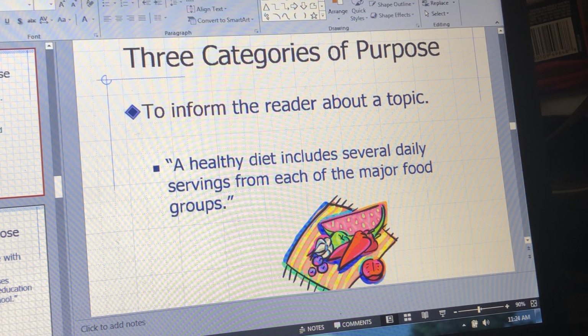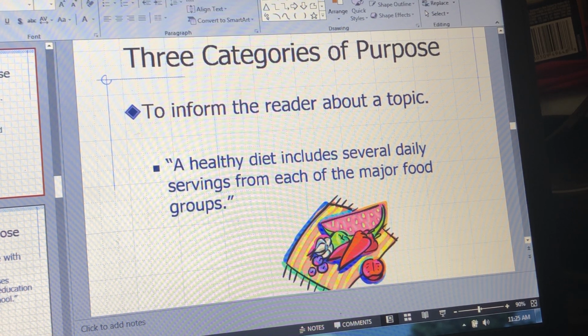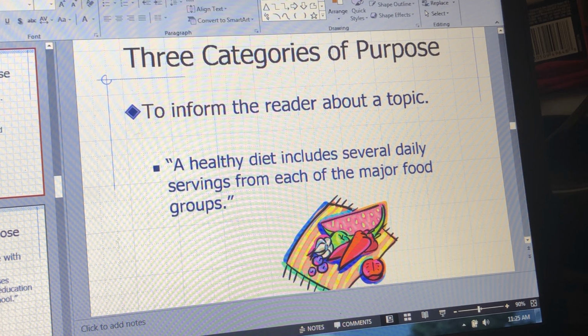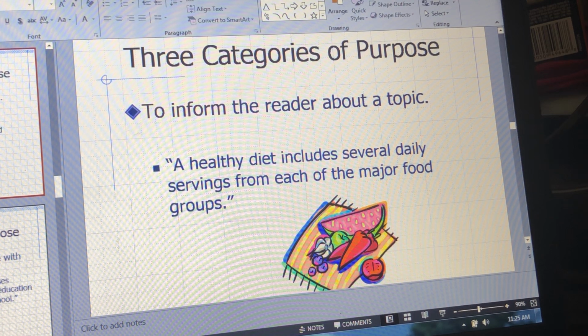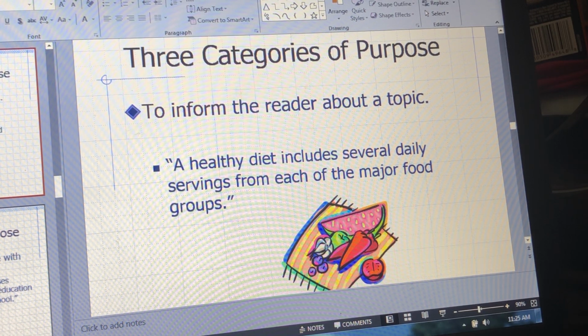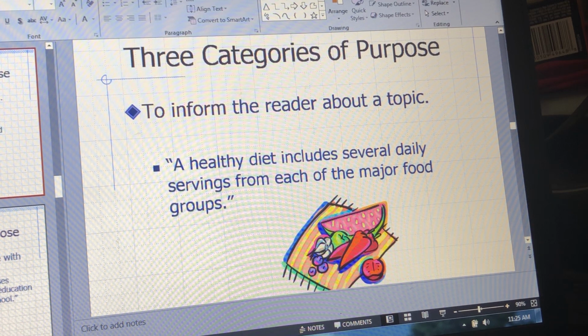Okay, so there are three different types of purposes. One is to inform. Many of your textbooks are probably very informative in nature. A healthy diet includes several daily servings from each of the major food groups. There's no subjectivity in there. There's no overt bias towards an argument. This is just on the surface trying to convince you of something. Now in 101, you'll go into analyzing that a lot more. I teach out of a book in 101 called Everything's an Argument.